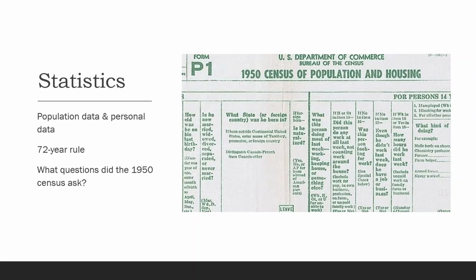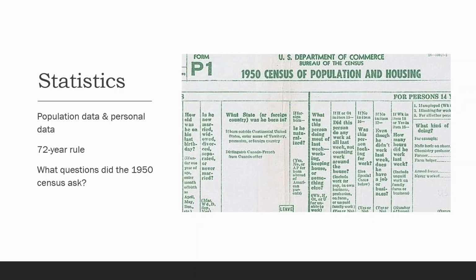However, there is a 72-year rule, which is where the personal data comes in, and the 72-year rule states that enumeration information can only be released 72 years after the census was taken. So the last census, which was the 1940 census, was released in April 2012, and the next one, the 1960 census, is scheduled for public release in 2032, and this is to protect personally identifiable information contained in the documents. And this is why the 1950 census is being released now in April 2022.